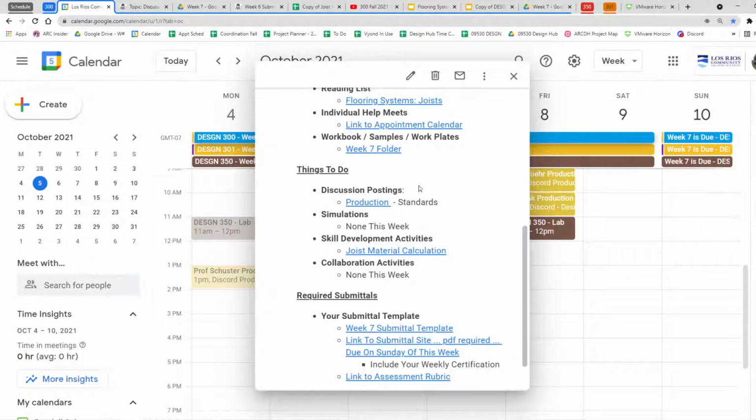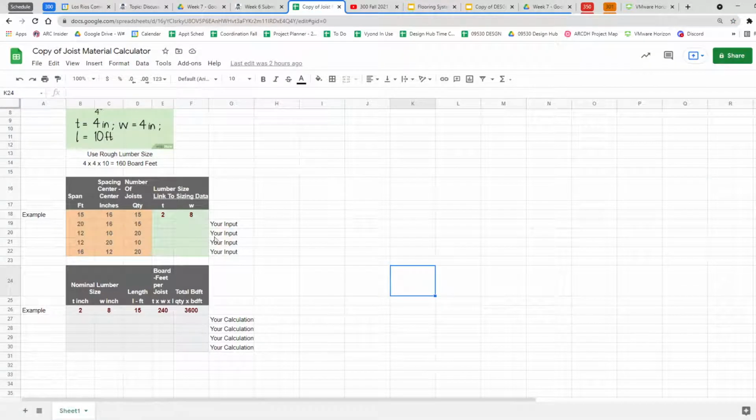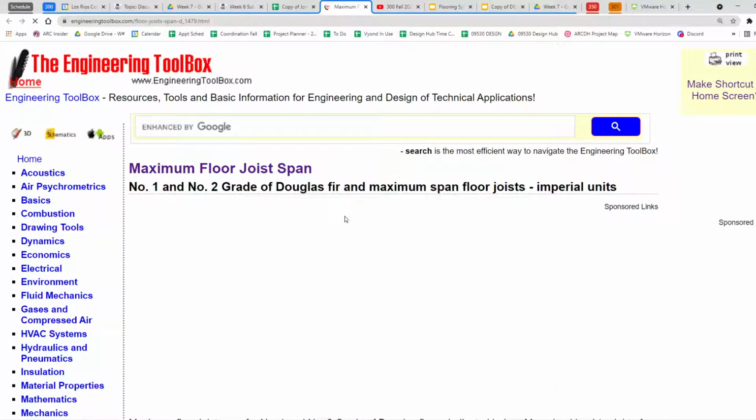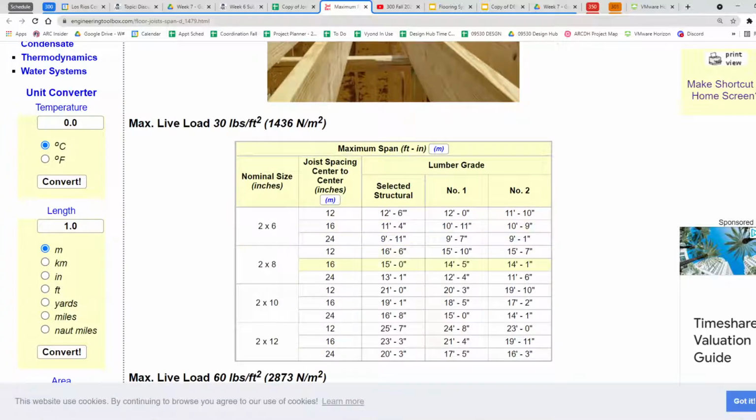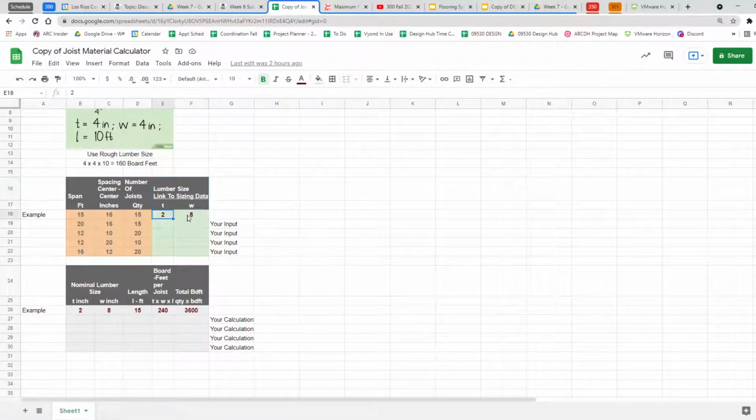Okay. And then you're going to do your joist material calculation and, of course, your submittal. So your joist calculation is really choosing a lumber size based on this data right here. Now I'm going to demo this for you. You can come down here and read this chart and put in the right size. And then this is going to tell you how much wood you're going to need.